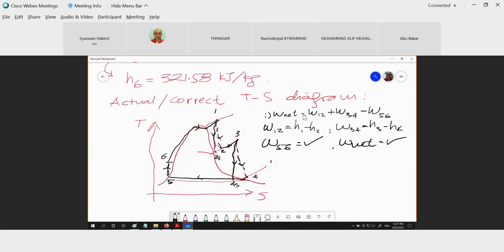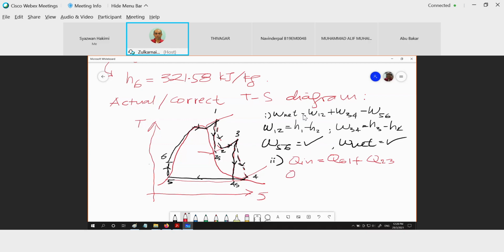Number 2, Q in. Q in is equal to Q in the boiler and superheater, Q61. Boiler, superheater. Boiler, okay, boiler 6 to this point, superheater from this point to this point. And then, plus the heat input for the reheat process, 2 to 3. From 2 to 3, the reheat process.